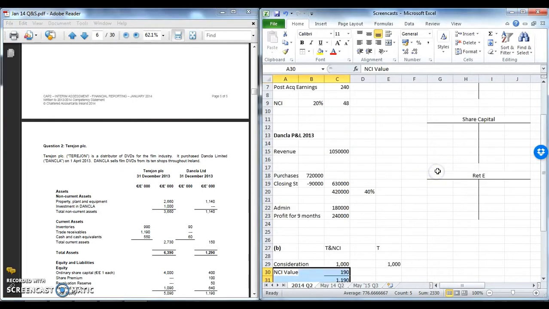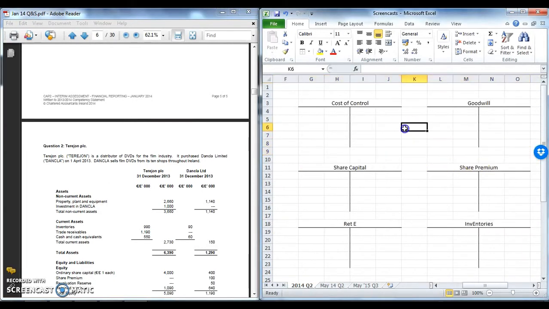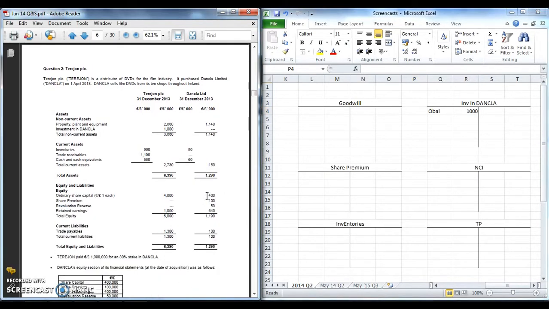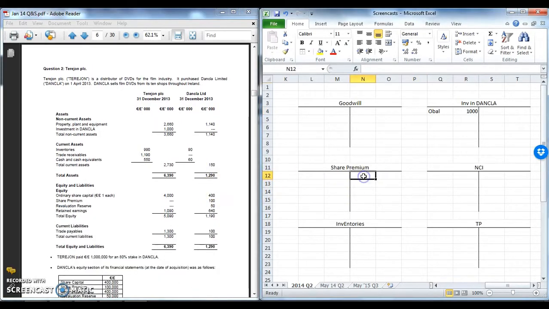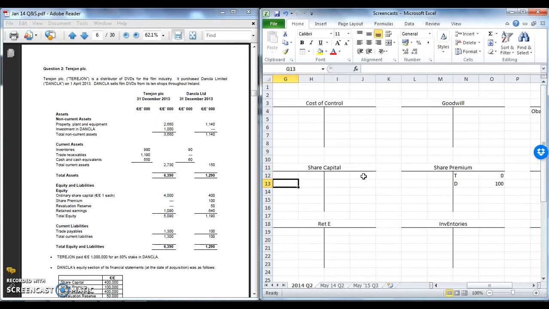Now, if you were doing this from a double entry accounting or TAccount perspective, what you would start off with is, just go over here, we would essentially have an opening balance here of 1 million in the investment in Dankla. So I'm just going to put in some of the opening balances just to show you the approach. Your share premium would have T and it would have D. So T would have a share premium of 0 and D would have a share premium of 100. Likewise for the share capital, you'd have TAC Jan and Dankla. That would have 4,000. This would have 400.